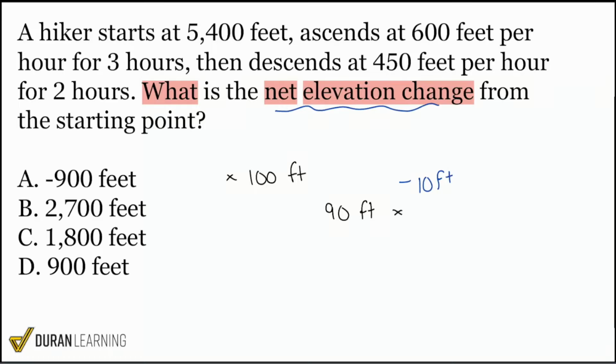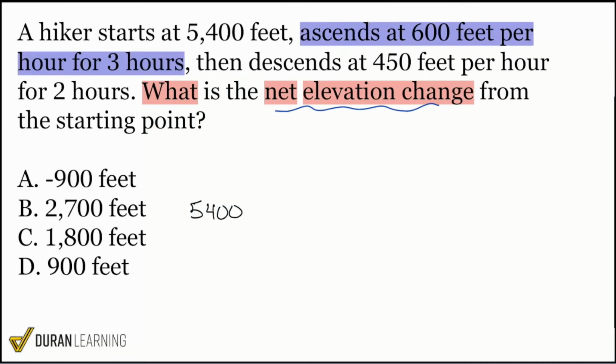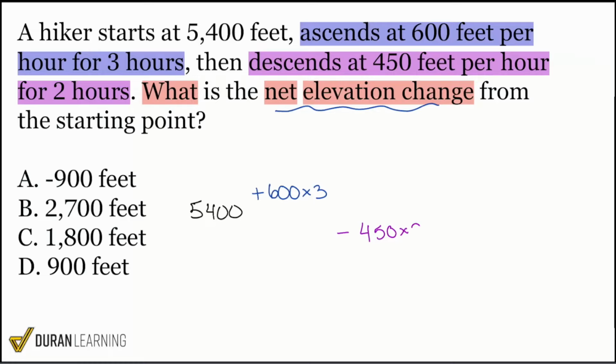And once we have that in our heads, let's understand the rest of the problem. Here we go. Let me get this out of the way. And watch. A hiker starts at 5,400 feet, ascends at 600 feet per hour for 3 hours, and then descends at this rate for 2 hours. So here we go. I start off at 5,400. If I ascend at 600 feet per hour for 3 hours, that means I'm going up by 600 times 3, rate times time. And then if we descend right after that at 450 feet for 2 hours, well, guess what? That means subtract 450 times 2.